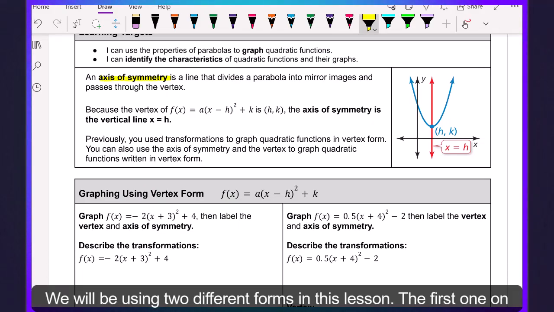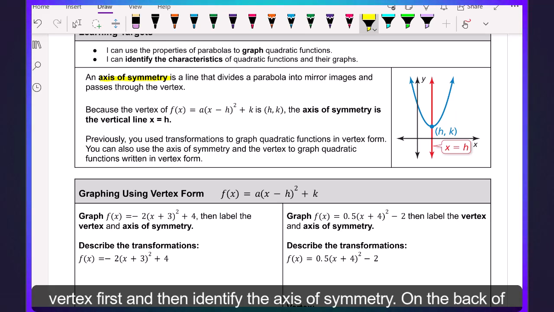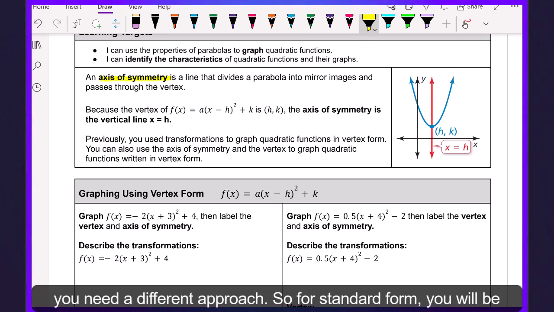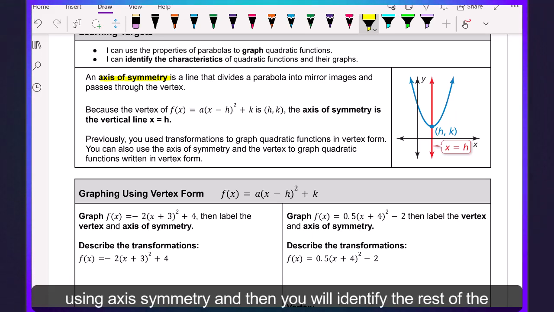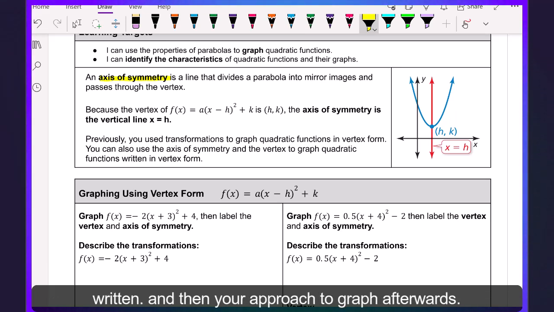We will be using two different forms in this lesson. The first one on page 1 is using vertex form, and it is easier for you to identify the vertex first and then identify the axis of symmetry. On the back of your notes, we will talk about standard form, and you need a different approach. So for standard form, you will be using axis of symmetry, and then you will identify the rest of the vertex. So you need to pay close attention to how the function is written and then your approach to graph afterwards.